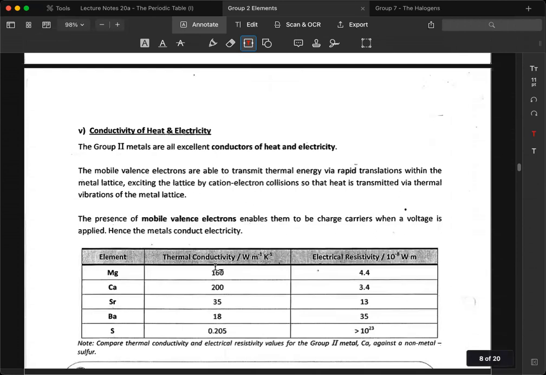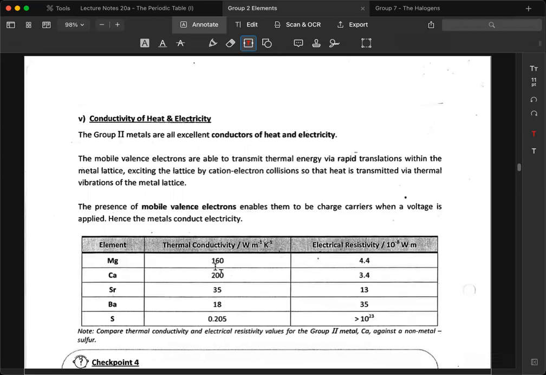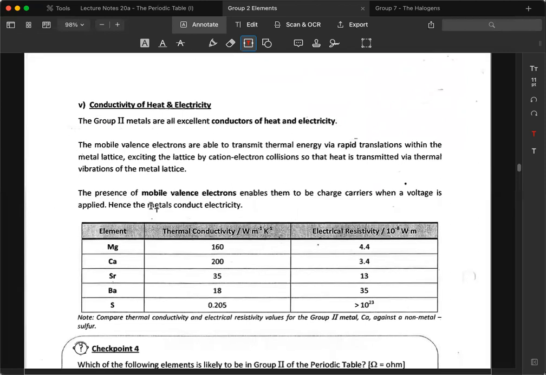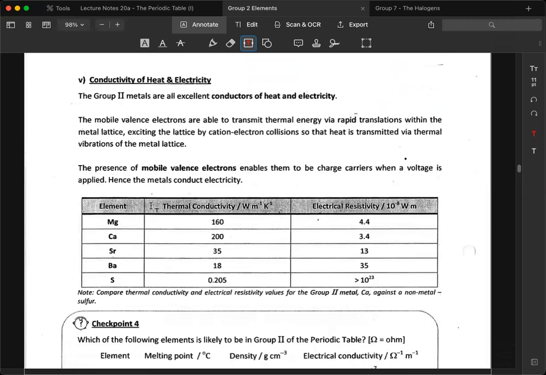And group 2 metals are excellent conductors of heat and electricity. The mobile valence electrons are able to transmit thermal energy via rapid translations within the metal lattice. Translation means they can move from one end to another very quickly, and when they move, they also collide with the cations, which helps to transmit heat faster through the thermal vibrations of the metal lattice. As for electrical conductivity, because you have these mobile valence electrons, they can be charge carriers when a voltage is applied.